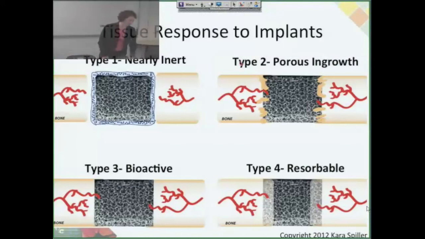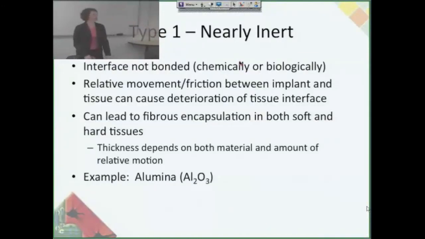So I just want to go over each one. Type 1, nearly inert: there can be some movement between the implant and the material because it's not bonded, which would be the form of failure if you tried to use this type of material in an actual implantation. However, if you don't want it to interact with the body, like if you want it to be articulating in a hip joint or in a knee joint, then you don't really need it to attach to anything, but what you really want is great resistance to wear.